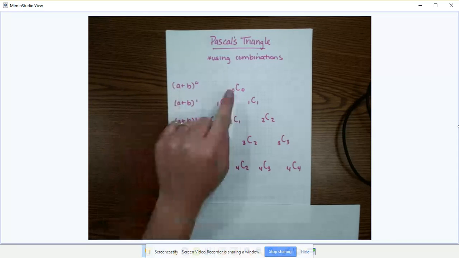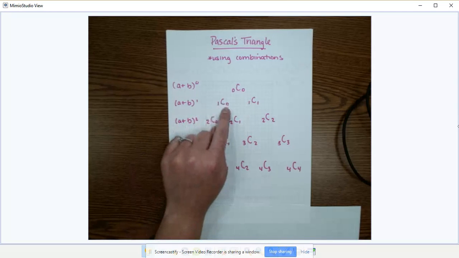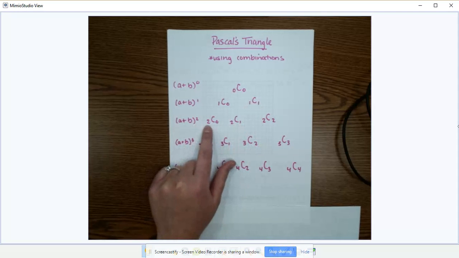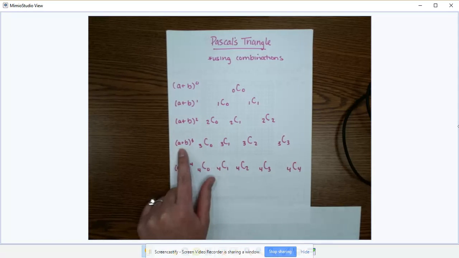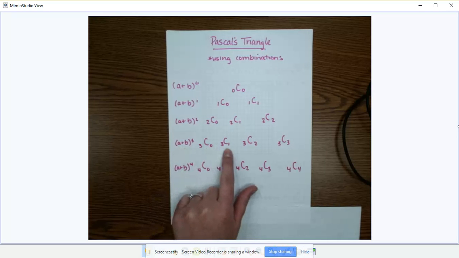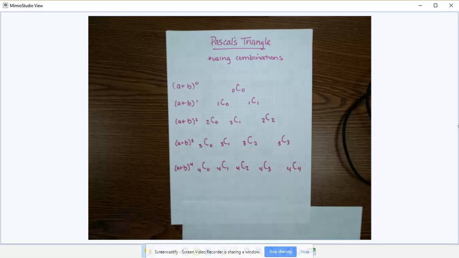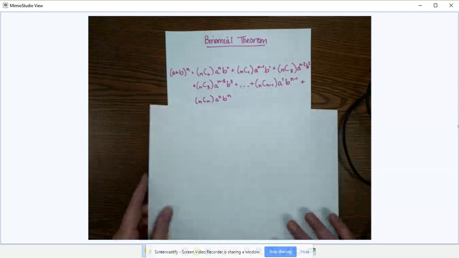(a + b) to the 0 is 0 choose 0. To the first is 1 choose 0, and then 1 choose 1. Anything to the second would be 2 choose 0, 2 choose 1, 2 choose 2. To the third, 3 choose 0, 3 choose 1, 3 choose 2, 3 choose 3. So hopefully you see that pattern. That can go as long as you would like to make it. That leads us into this binomial theorem.